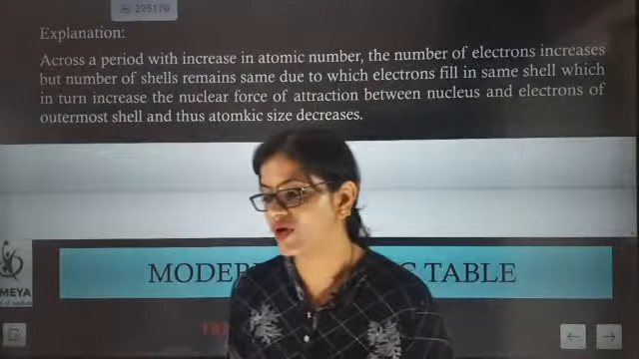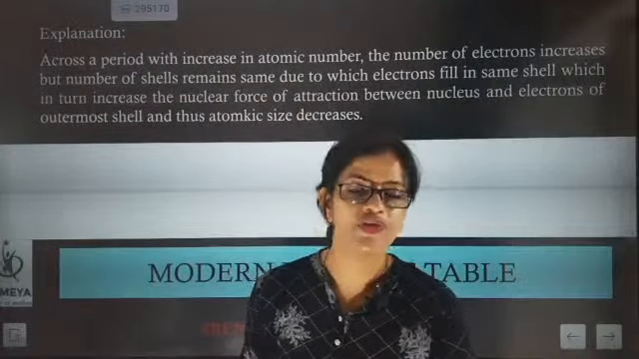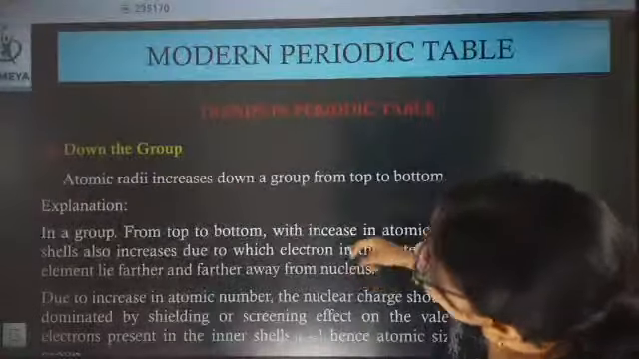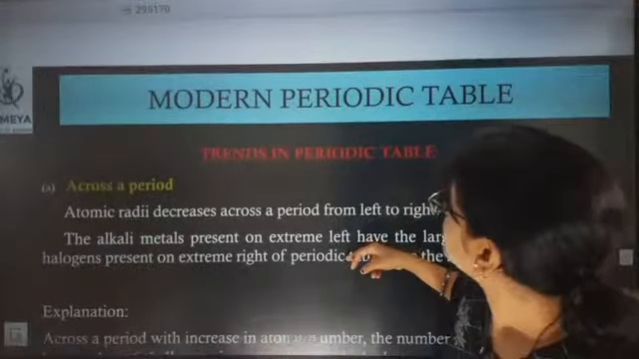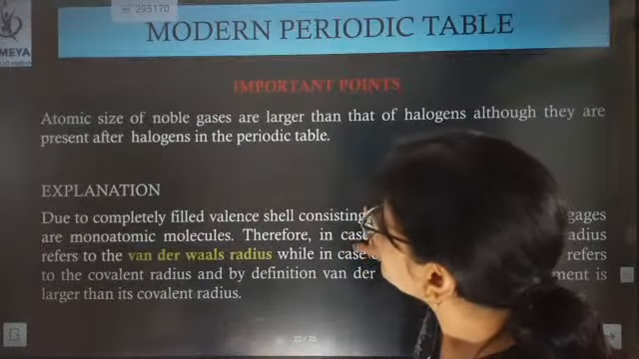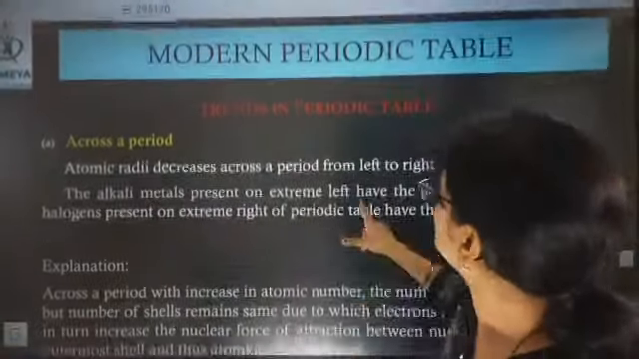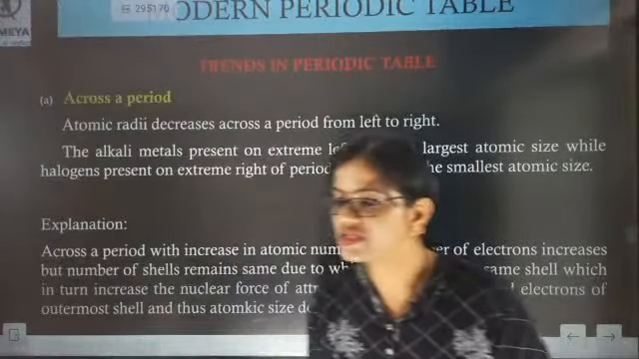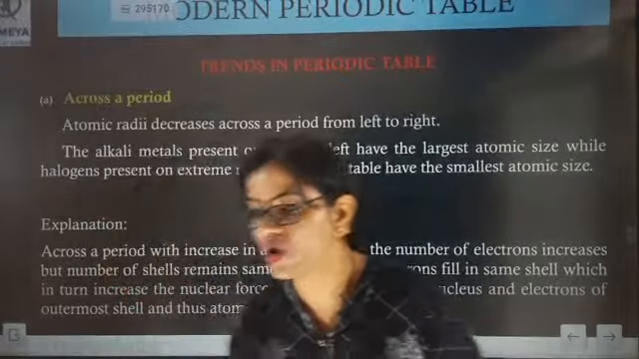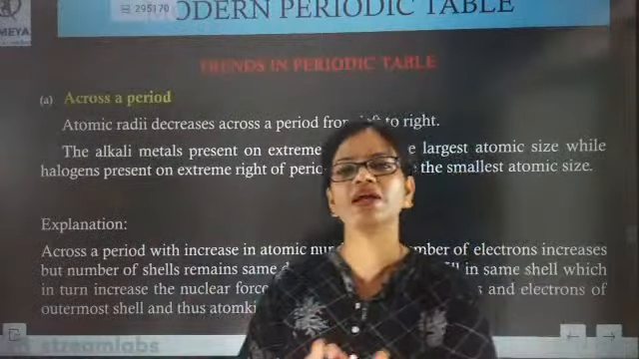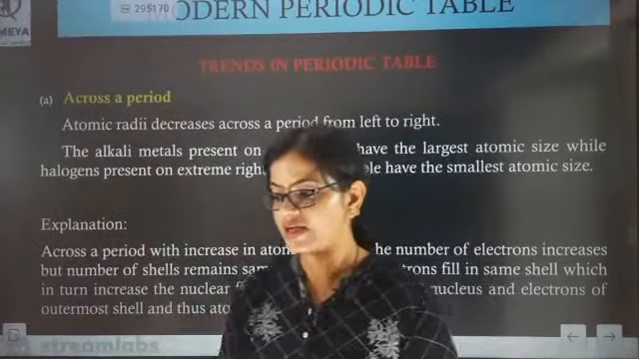So I am going to explain that finding the atomic radius is difficult because of two important reasons. I just have to check the trend in the periodic table, down the group or across a period. This topic is about atomic radius: down the group and across the period. The most important point is that across the period, from left to right, atomic radius keeps on decreasing.